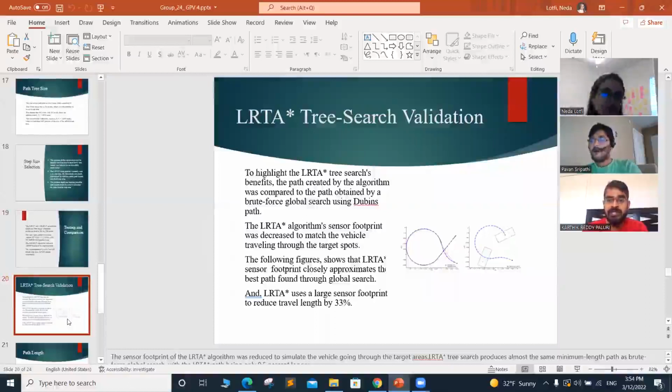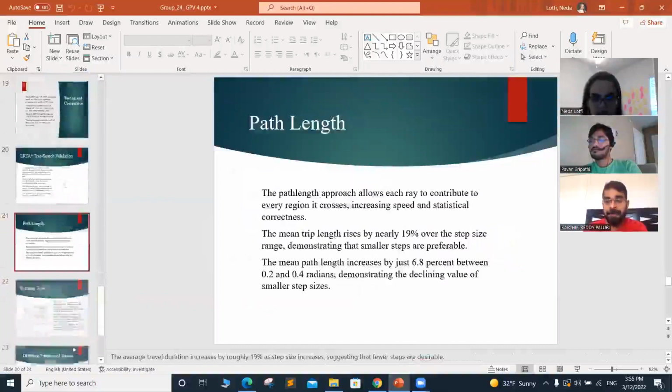Moving to the next slide, LRTA tree set validation. This highlights the LRTA tree set benefits: the path created by the algorithm is compared to the path obtained by a brute force global set using dozens of paths. The LRTA algorithm sensor footprint was decreased to match the vehicle traveling through the target spot. The following figure shows that the LRTA sensor footprint closely approximates the best path found through the global set, and LRTA uses a large sensor footprint to reduce travel length by 33%.